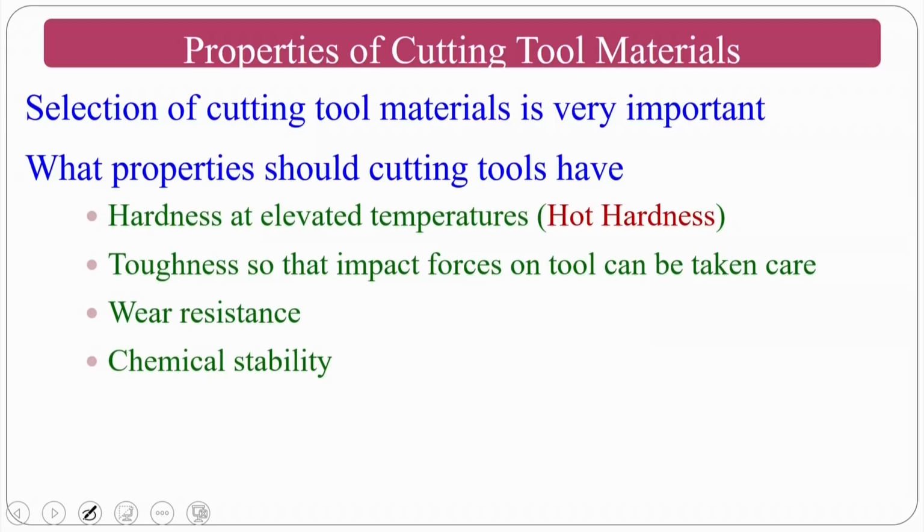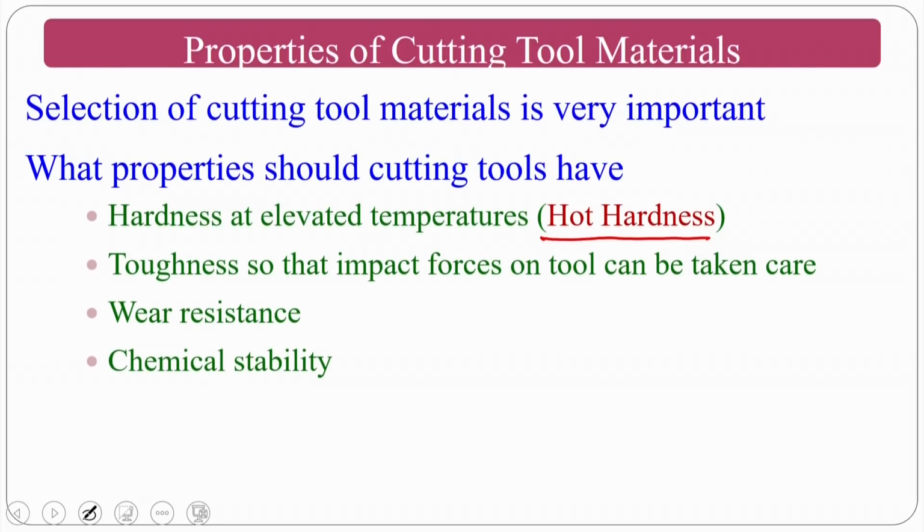One is hardness. That means the hardness of that particular tool material at elevated temperatures. If a machining process is taking place and the temperature that is generated is, assume, 700 or 800 degrees, at that temperature it should possess its original properties, I mean properties pertaining to hardness. If it is not losing its hardness at elevated temperatures, that means its hardness is good.